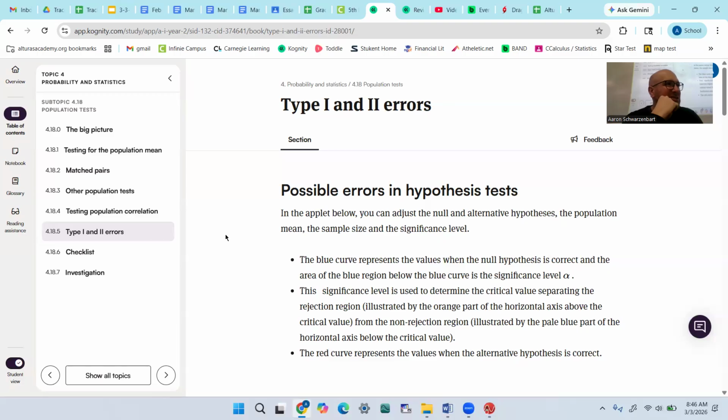Yes, so you conclude HA when in fact it should have been H naught. And what is the calculation always equal to on type 1 error? The alpha level is the probability. So if you did a 5% significance level, your probability of type 1 error is 5%. There's a 5% chance that there was no difference, but your data was just uncommon data.